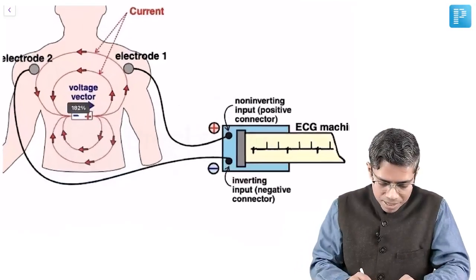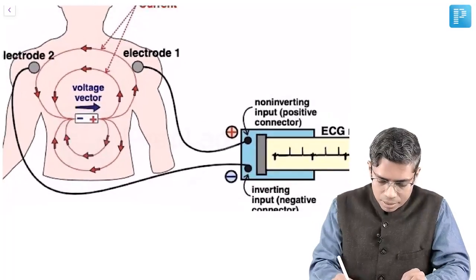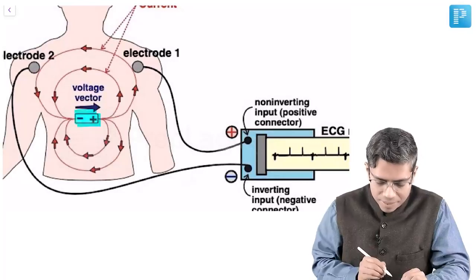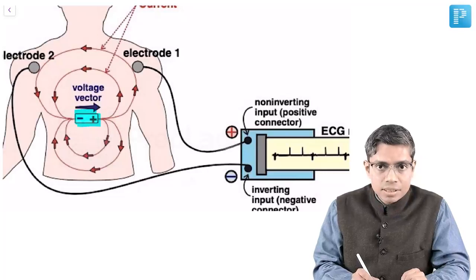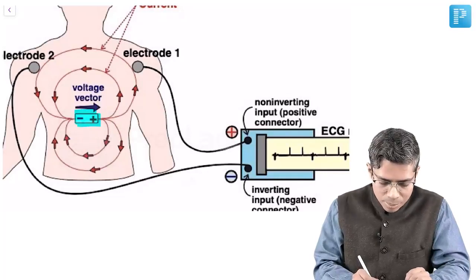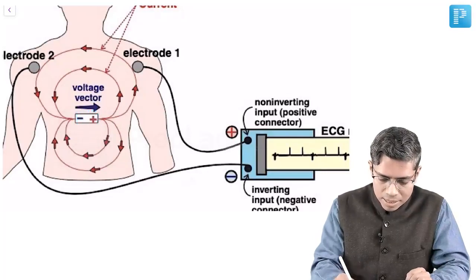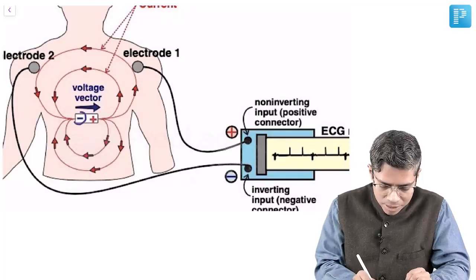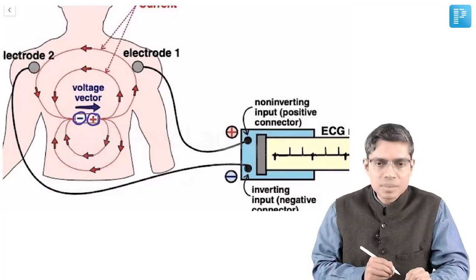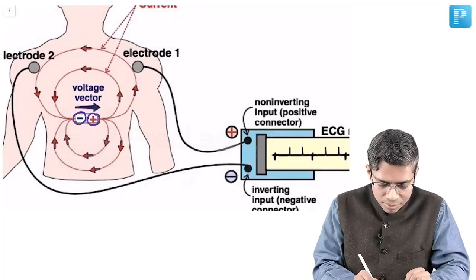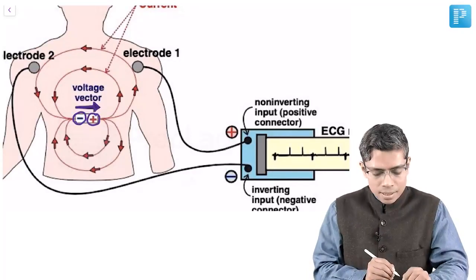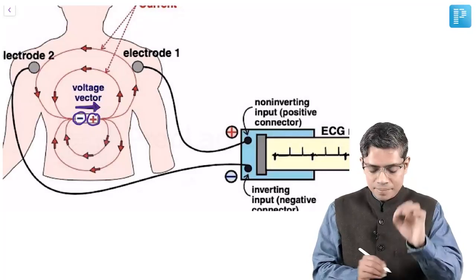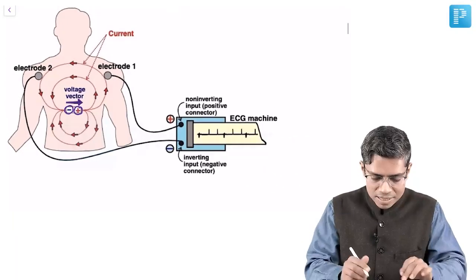So this is the heart. Okay, and you can find out here the depolarization is going on, and due to depolarization there is creation of a negative charge surface and a positive charge surface, and that is generating a voltage vector which is directed from negative to positive, right? This voltage vector is going to be recorded by the ECG machine.